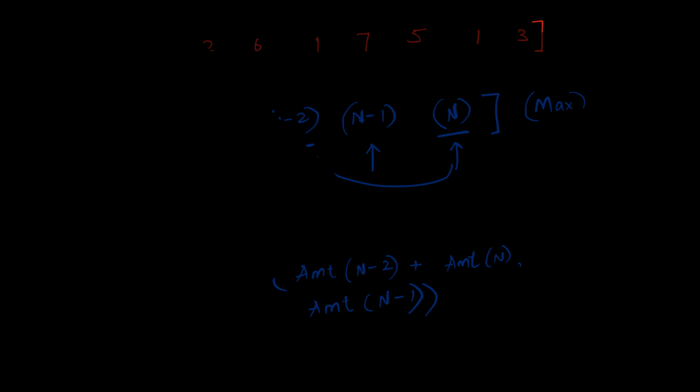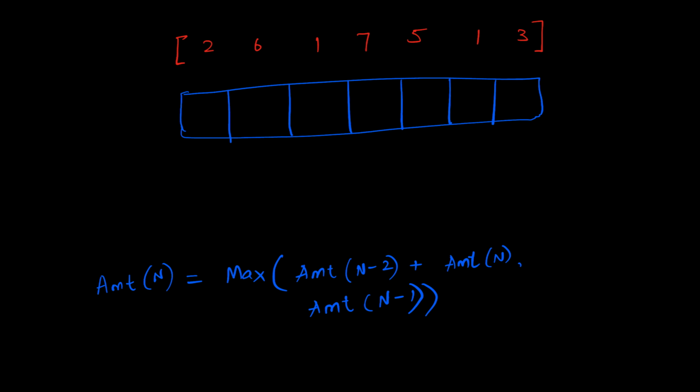For the first 2 homes, there is no way we can apply the formula, so the maximum amount will be the amount available in each of these homes. So we'll save that as is to the dynamic programming array.